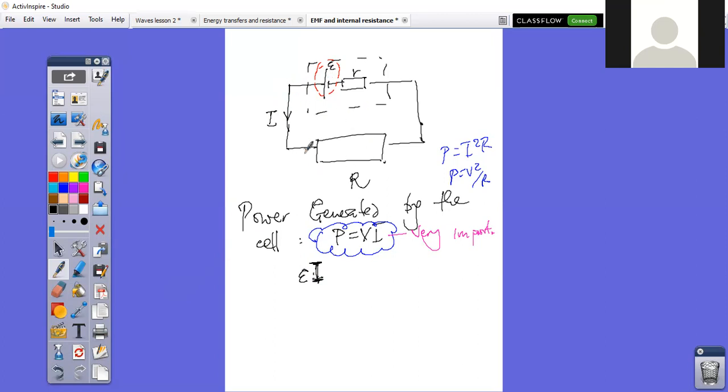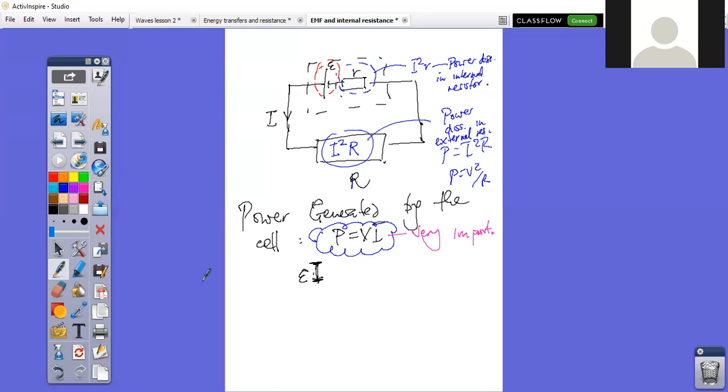What about the power dissipated in this big resistor? Now I can use that formula, I squared times R, because I've got an R and I know what the value of I is. So this here will be power dissipated in external resistor. What about the power dissipated in the internal resistor? What's that going to be? Also be I squared r. Correct. Small r. And this here is the power dissipated in internal resistor.